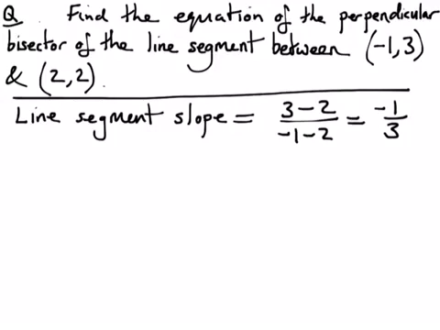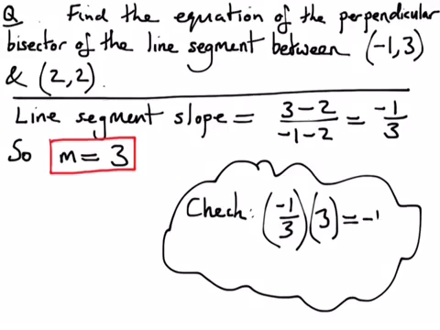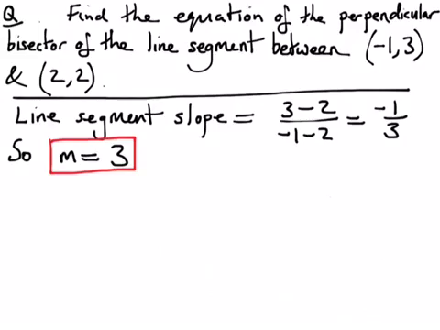Right, we want to know the slope of the perpendicular bisector, so we need to know the slope of the line segment so we can work out what the slope of the line perpendicular to it will have. The slope of the line segment is negative a third, so that means that the slope of the perpendicular bisector is going to be 3. Let's double check. When we multiply the slope of the perpendicular bisector by the slope of the line segment, we should get negative 1, and we do. Hooray! Celebrate.